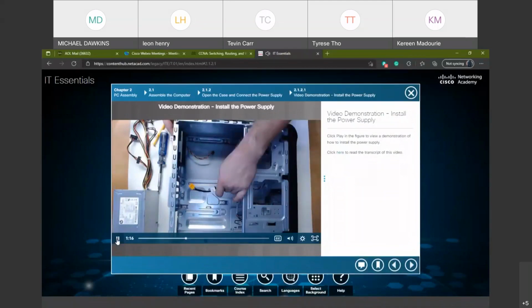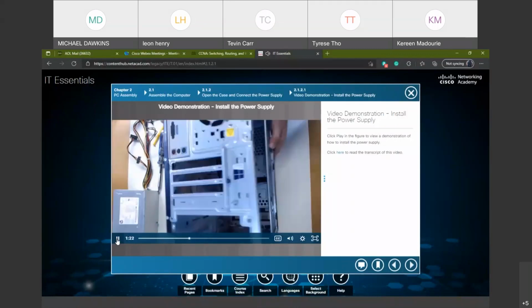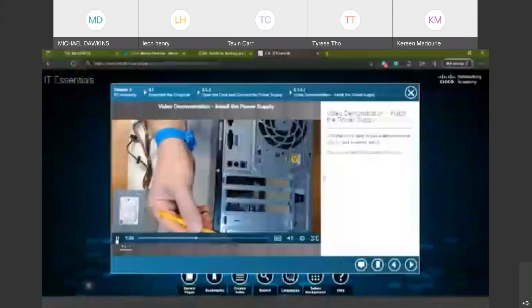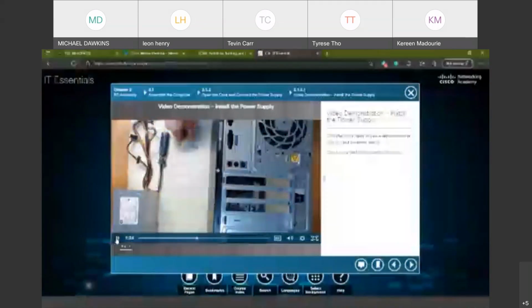If I put the case front side down, we can view these adapter card slots here, right above the power supply slot on the back. Our power supply unit, known as a PSU, that's what we're about to install. So let's chat about the PSU.